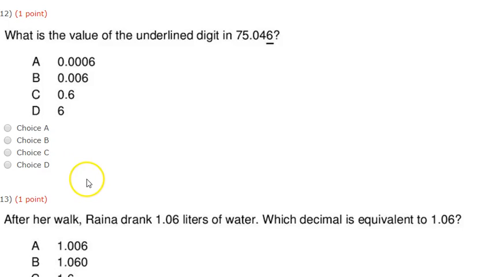Number 12. What is the value of the underlined digit in this number? What's the value of it? Is it A, B, C, or D?